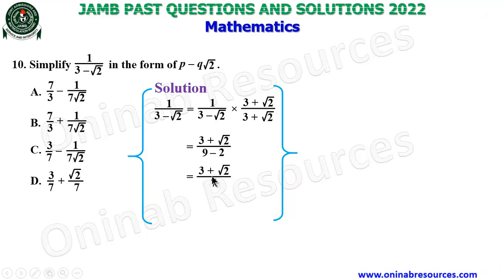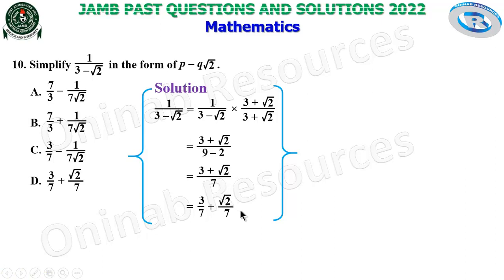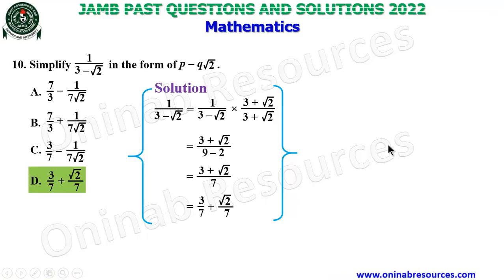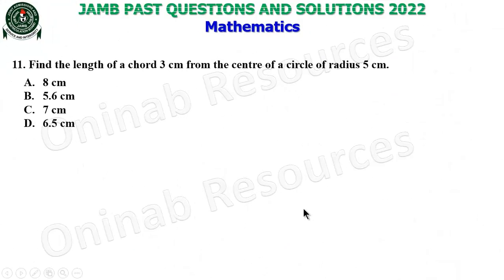We can then split this fraction into 2. Splitting it, we are going to have 3 over 7 plus root 2 over 7. So that is the form we are to present our answer, and option D is the correct answer to problem 10. We then go to problem 11.